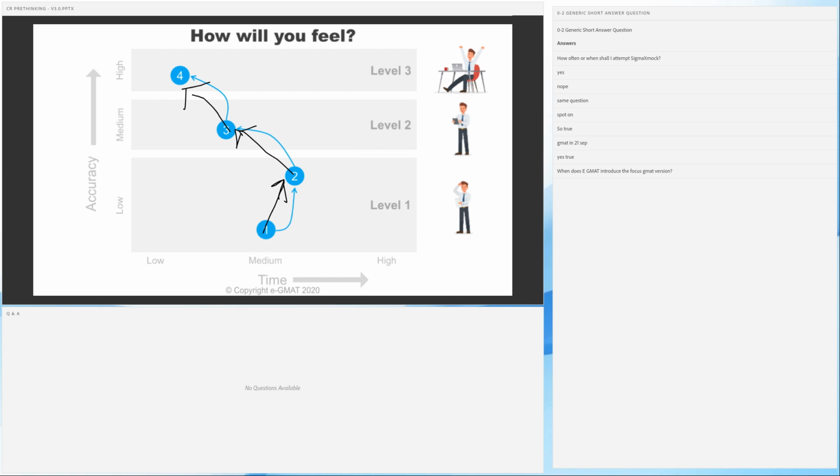When should you attempt a Sigma X mock? Let's hold that question towards the end because it'll digress us if I answer that question.